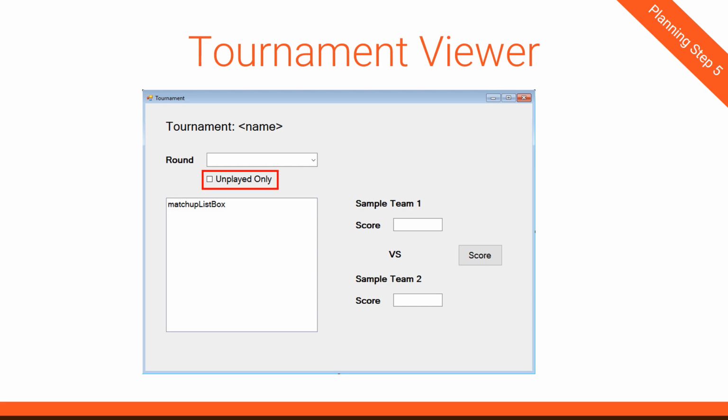But next, we have the unplayed only checkbox. If this is checked, which I plan on having checked by default, then we will further filter the matchup list box, not only by which round we're in, but also by whether the game has been played or not. Next, we have this section over here that displays the scores and allows us to update or change the scores. Based upon who is selected in the matchup list box, that will determine which matchup then gets displayed on the right.